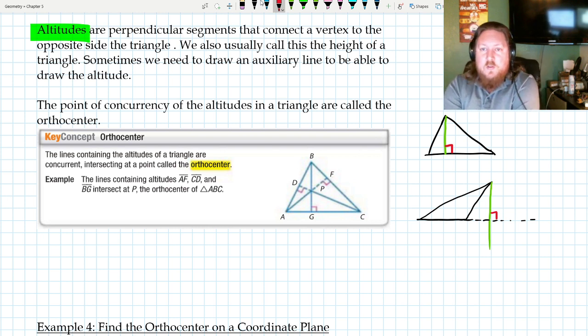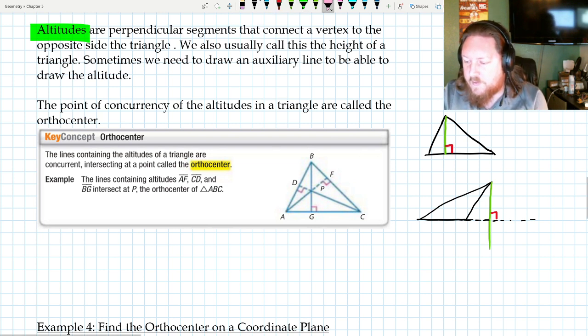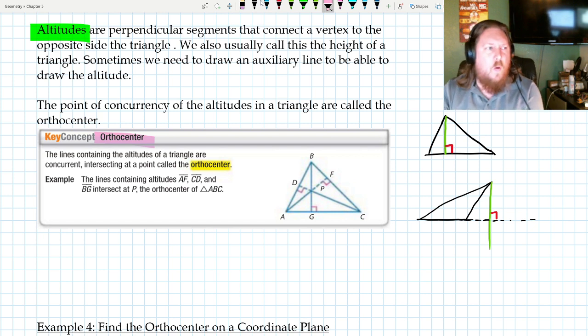But when you are doing this, the three altitudes will have a point of concurrency, just like all the other pieces so far. And that point of concurrency is called the orthocenter. Ortho is just a fancy way of saying perpendicular. Commonly people talk about, oh yeah, the two walls of my house are perpendicular. That's how contractors do it.